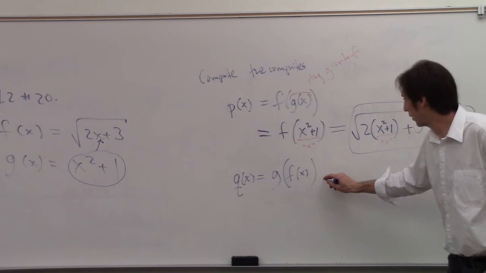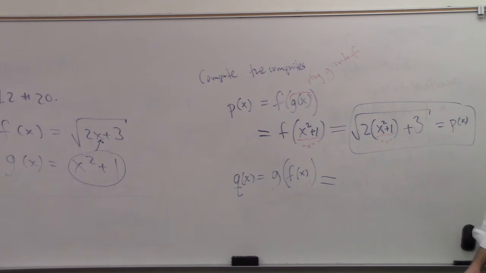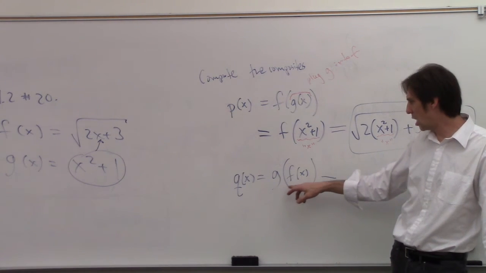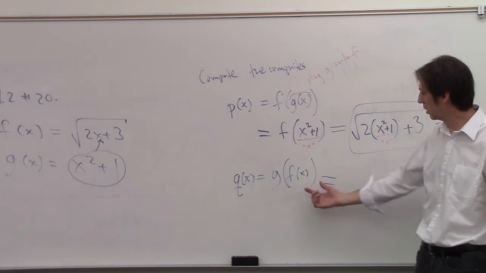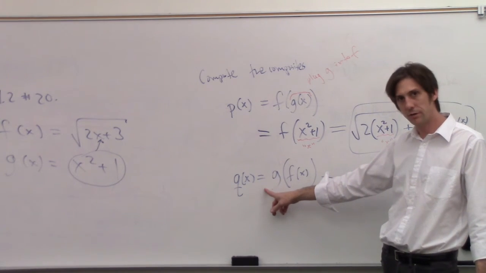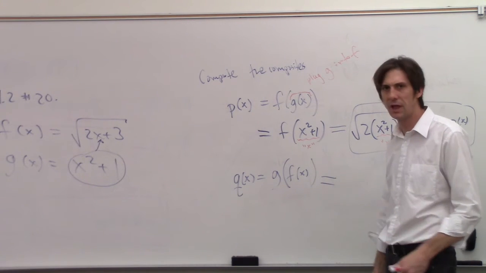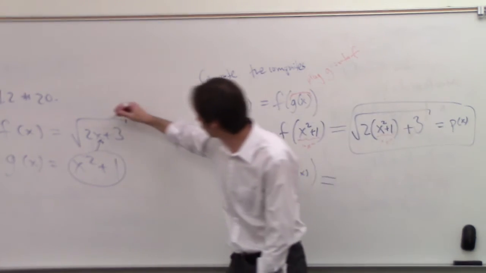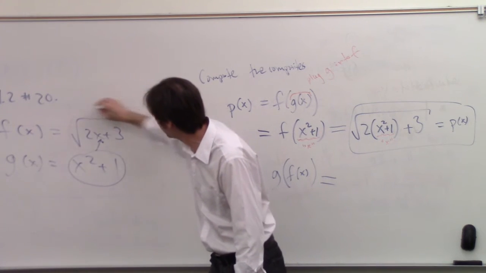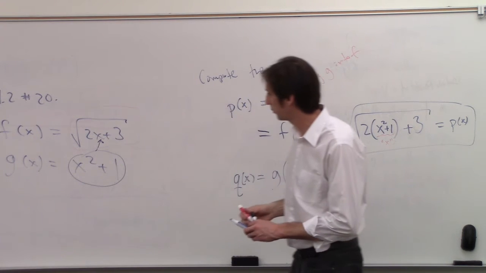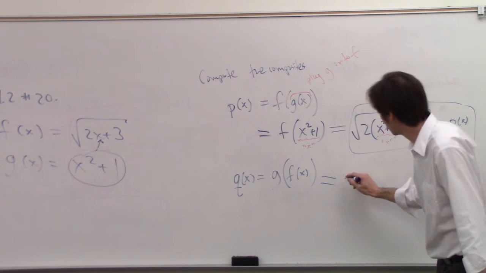Q of x, on the other hand, is composing these functions in a different way. As it says, I want to do g of f of x. And so here, I should take f and plug f into g. That's the opposite of what we did last time. So for this one, I'm going to take the square root function, the f function, and plug it into the function g wherever I have an x. You can write it like this.